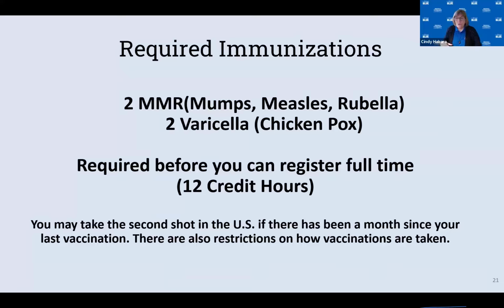Now, some of these, like varicella, are very difficult. Many countries don't have the varicella vaccination. So you can take both of those here, but you must make arrangements with Health Services to do that. Prior to coming, you must say, okay, I'm going to take the varicella vaccination as soon as I arrive in the United States, and I'm going to take the second one a month later. If you miss the second shot, they will drop all of your on-campus classes, and you are out of compliance.